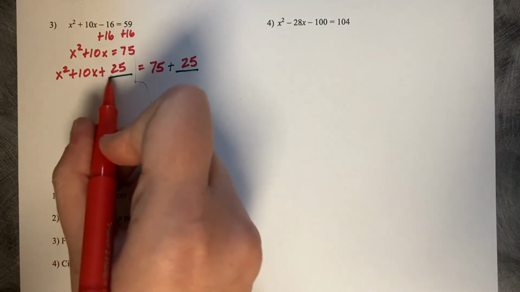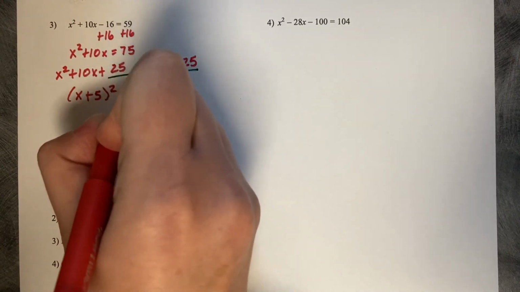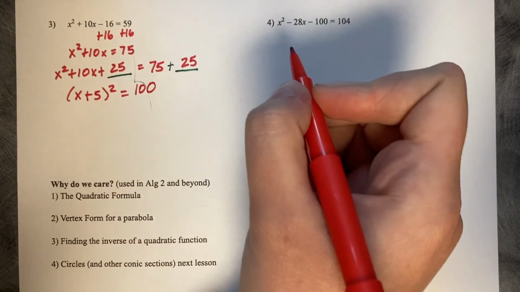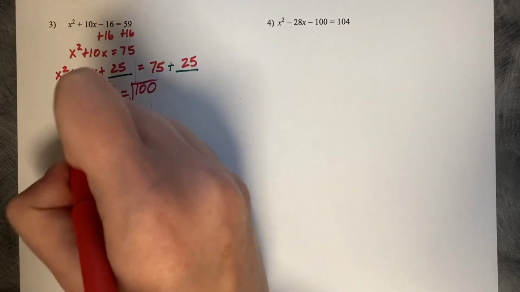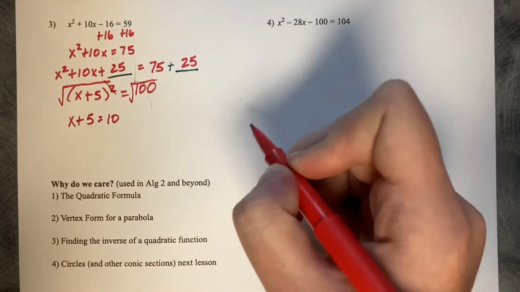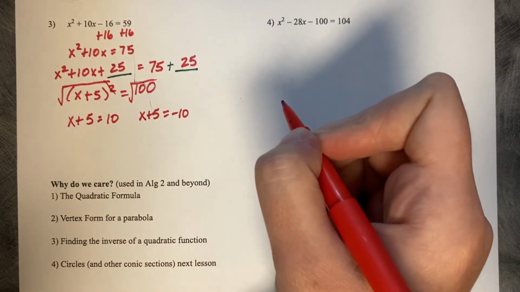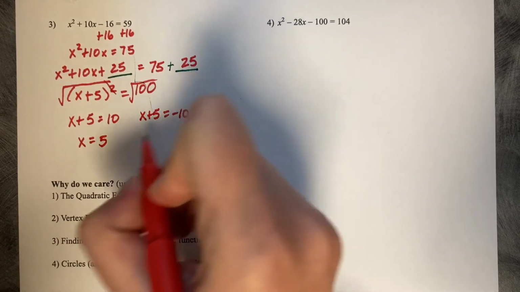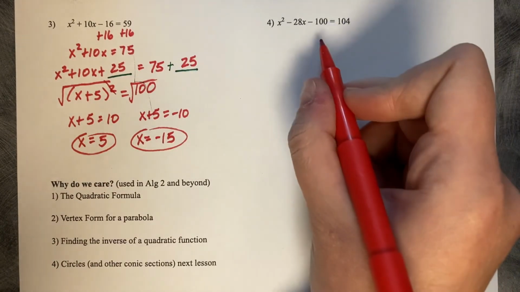So now I know that this perfect square trinomial factors into x plus 5 squared, and 75 plus 25 is 100. Now I'm ready to take the square root of both sides. So we get x plus 5 equals a positive 10, and x plus 5 equals a negative 10. So then minus 5, x equals 5. Minus 5, x equals negative 15. Why don't you try number 4 on your own?